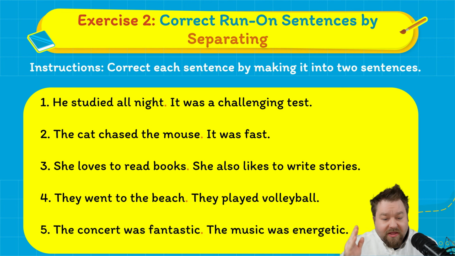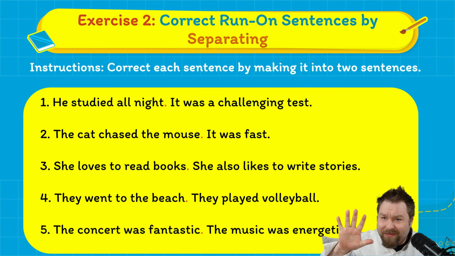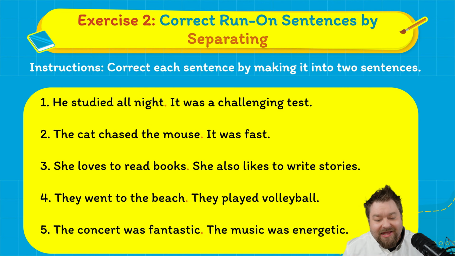Number 2. The cat chased the mouse. It was fast. Okay. Number 3, she loves to read books, period. She also likes to write stories. See, it's 2 different things she likes to do. Okay, but she likes to do them, but they're 2 different things. Number 4, they went to the beach, period. They played volleyball. Okay, cool. And number 5, the concert was fantastic, period. The music was energetic.